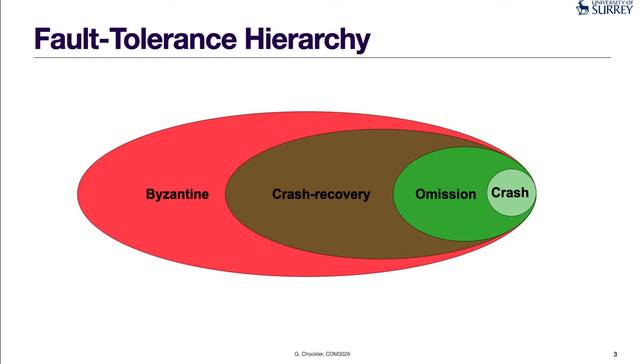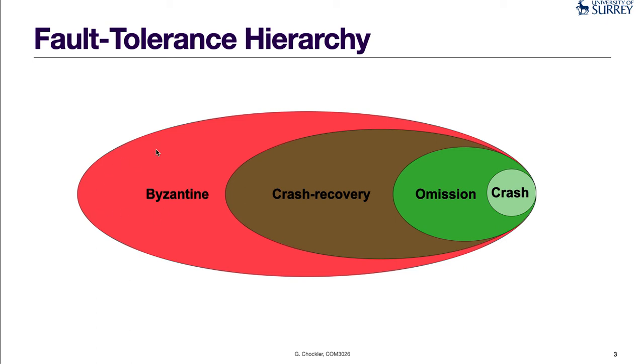So if you look at this diagram showing the hierarchy of different failure models, you can see that Byzantine failures are the most permissive ones in terms of the allowed faulty behaviors. So the crash failures is the most restricted one, then we have omission, crash recovery, and finally Byzantine failures. So also Byzantine faulty behaviors subsume all other types of faulty behavior.